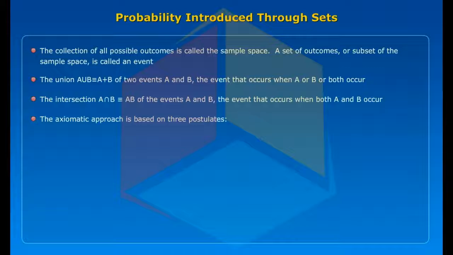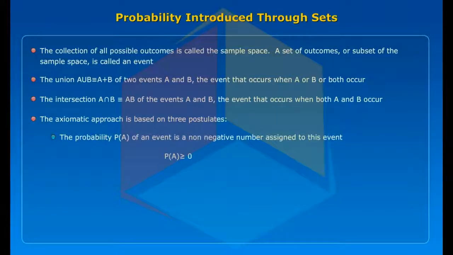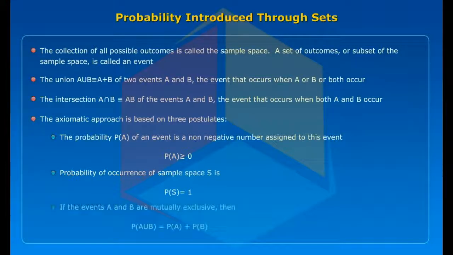The axiomatic approach is based on three postulates. The probability P of A of an event is a non-negative number assigned to this event. P of A is greater than or equal to 0. Probability of occurrence of sample space S is P of S equal to 1. If the events A and B are mutually exclusive, then P of A union B is equal to P of A plus P of B.